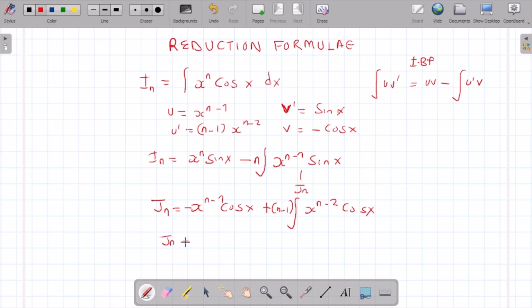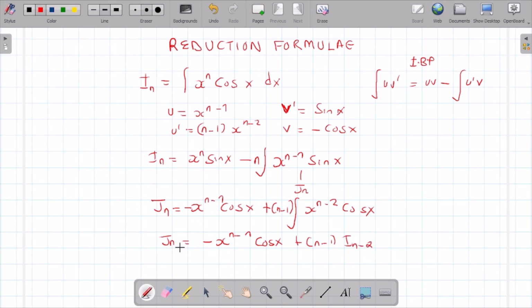This means that j of n is going to be equal to, now if you compare this to our I of n, notice that this is going to be I of n minus 2, because n has reduced by 2. So this is going to be minus x to the power n minus 1 cosine of x plus n minus 1 times I of n minus 2.